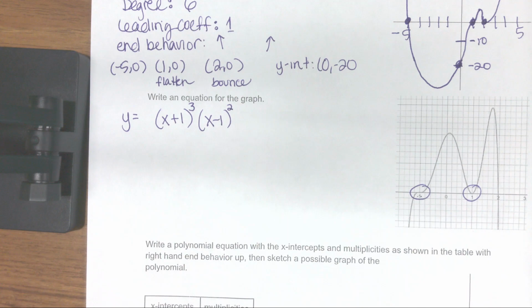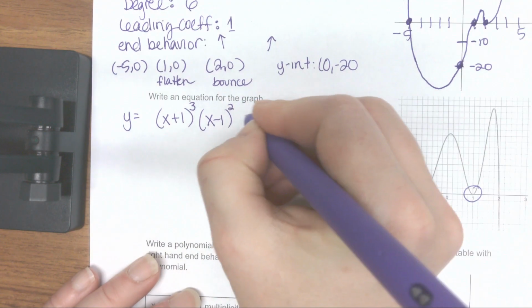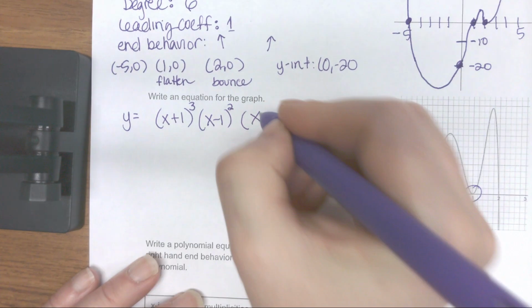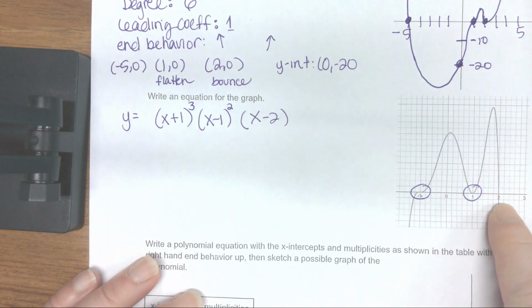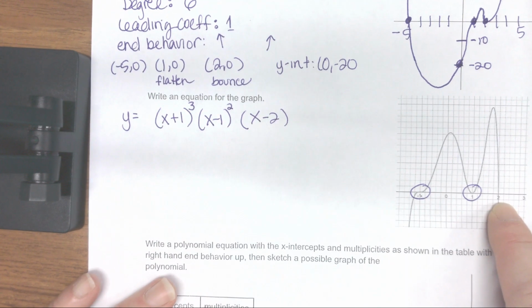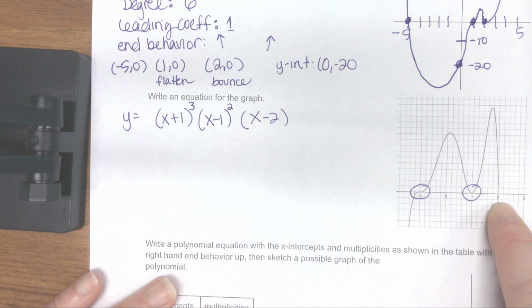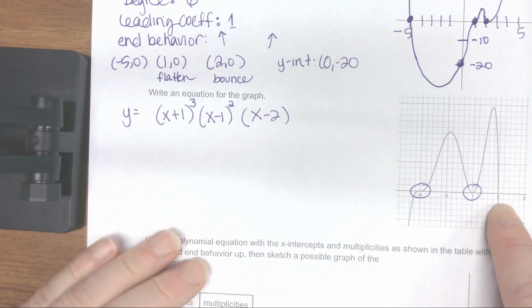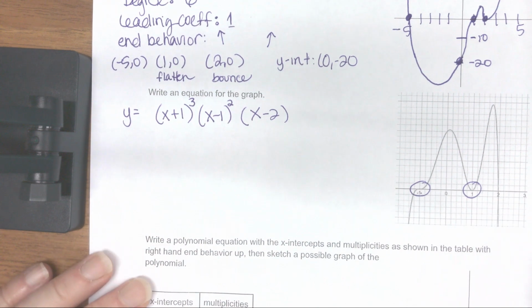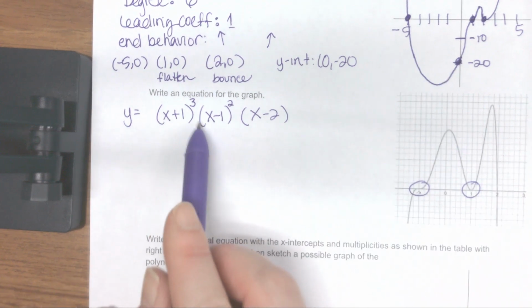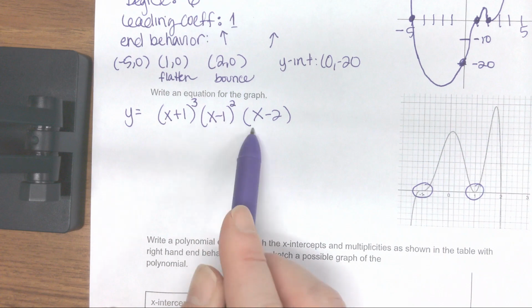Okay, next one. X minus 2. Is there anything special on that one? No, we're going to just leave it as a regular, we call that a linear factor, degree 1. Okay. All right, now, if we were to write this out, there would be 3 of these, and then 2 of these, and then 1 of this. That gives me my degree 6.